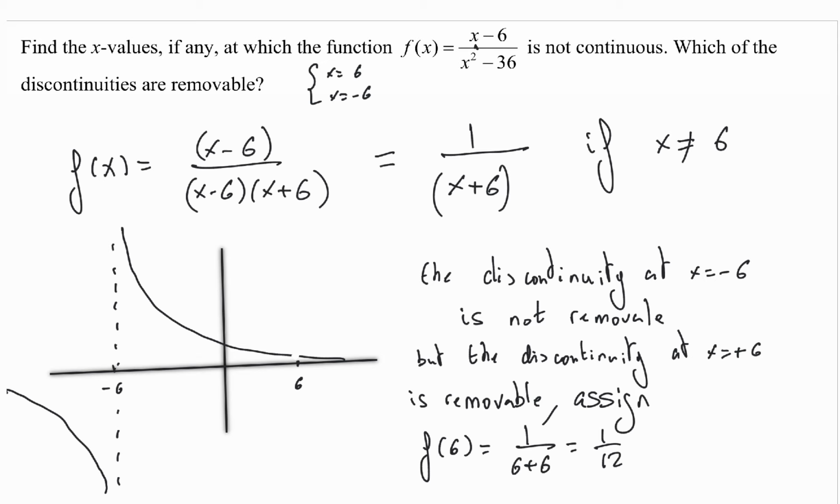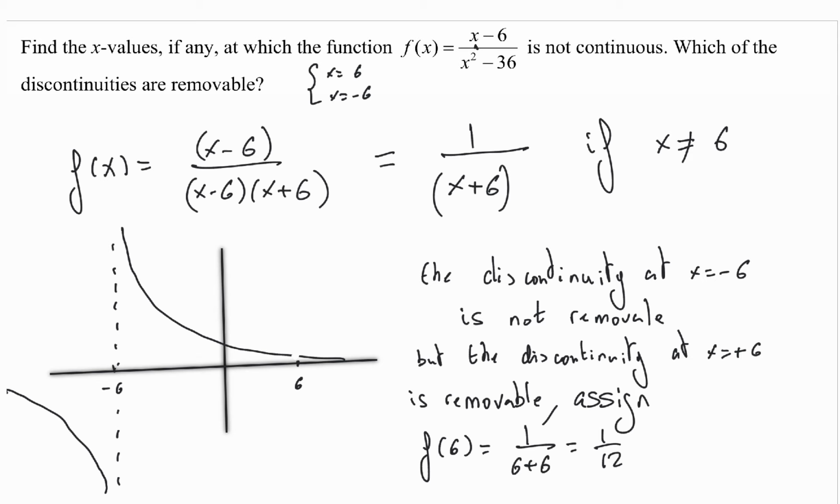In this function, at x equals 6 you see a white point because it's not defined at x equals 6. So it has a discontinuity. And when x approaches minus 6 from the right, it goes to plus infinity. When x approaches minus 6 from the left, it goes to minus infinity. So this discontinuity is not removable, but this discontinuity is removable.